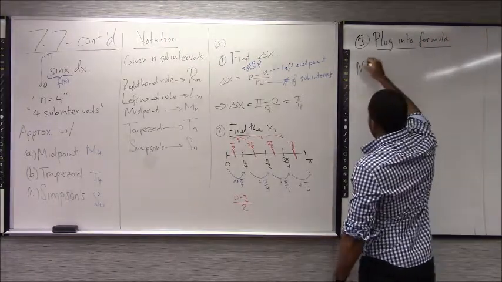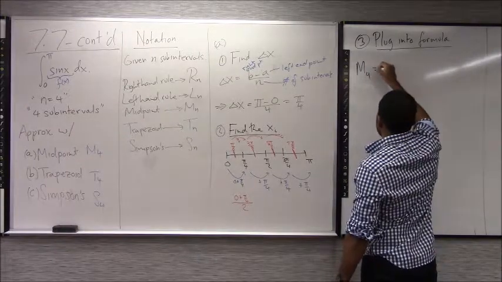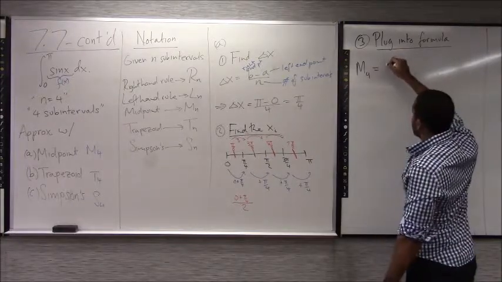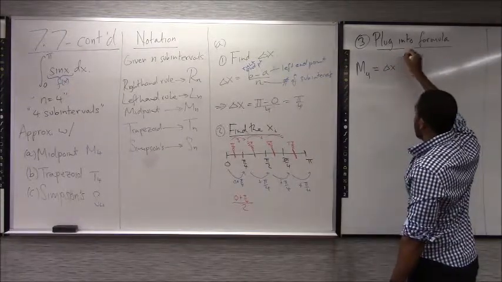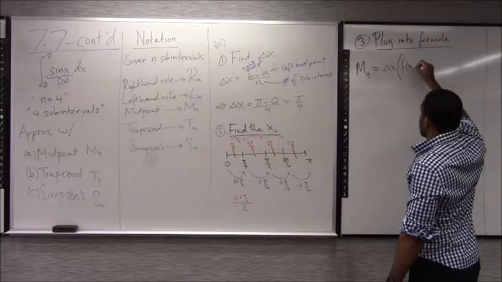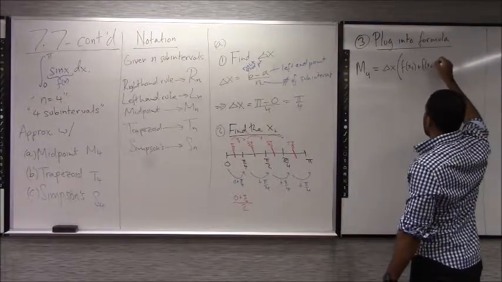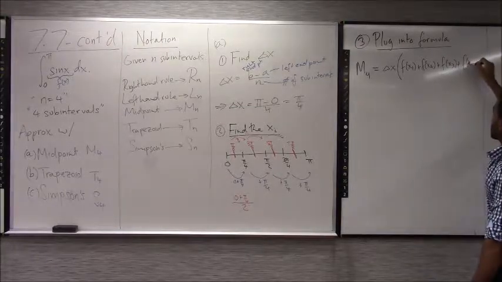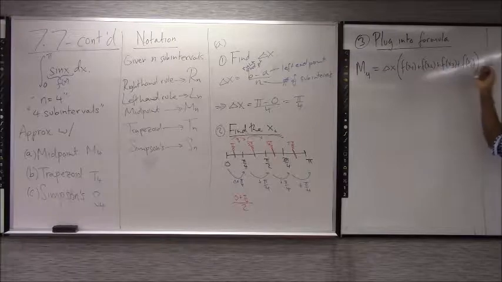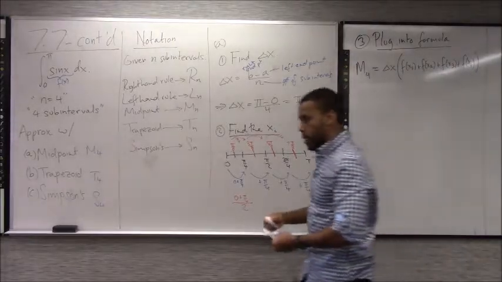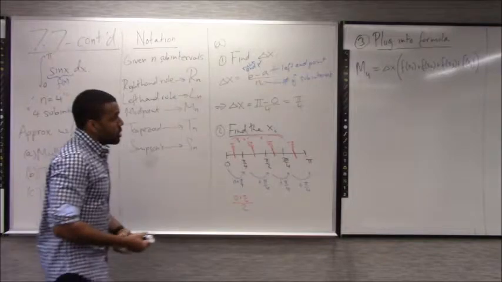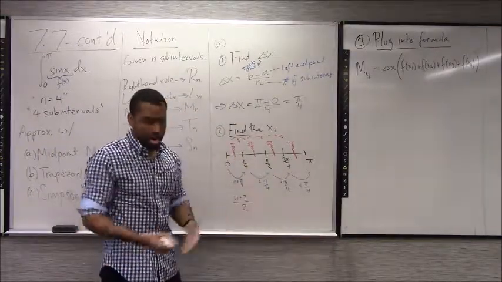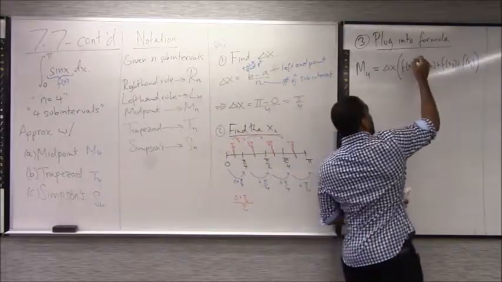We know that M4, for example, is delta x times f of x1 plus f of x2 plus f of x3 plus f of x4, where the x1, x2, x3, x4 represent the midpoint values. Usually when we're talking about the midpoint rule, they call these x1 star, x2 star, x3 star. So that's also a notational thing.